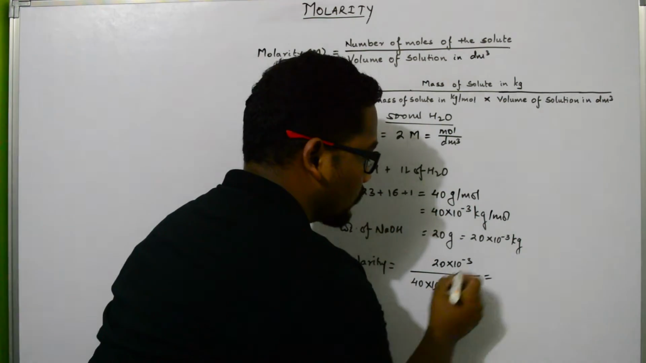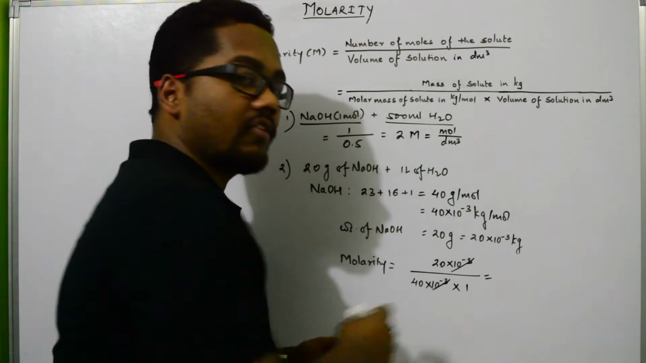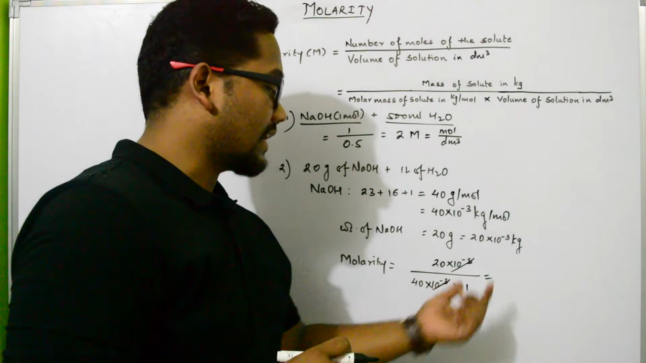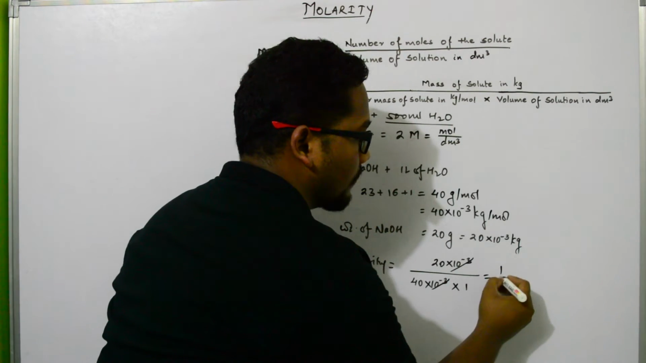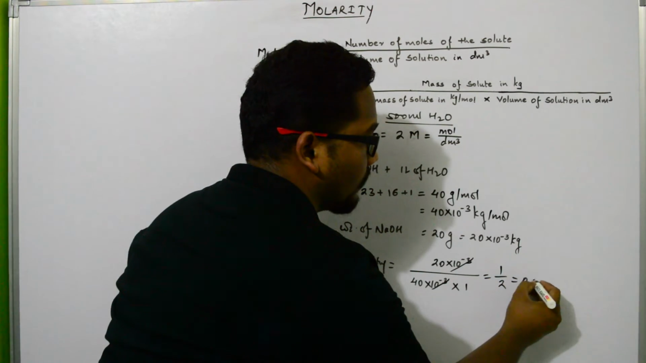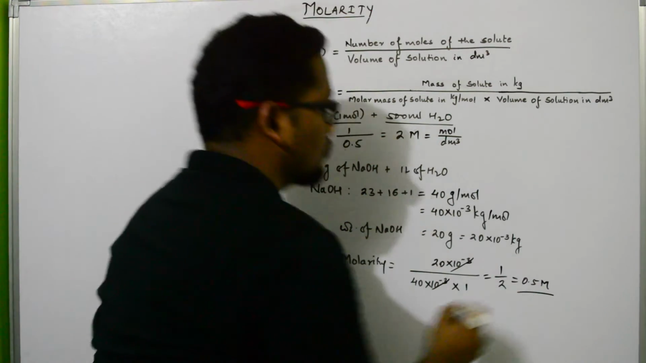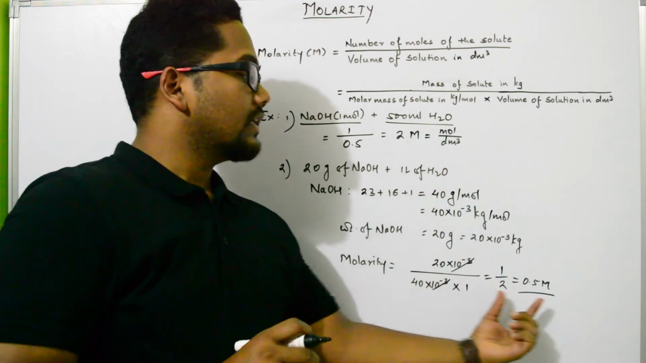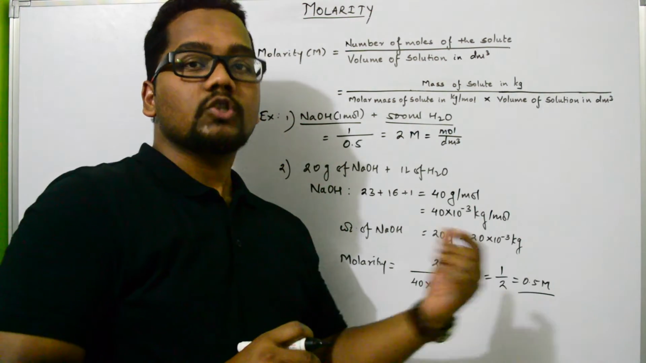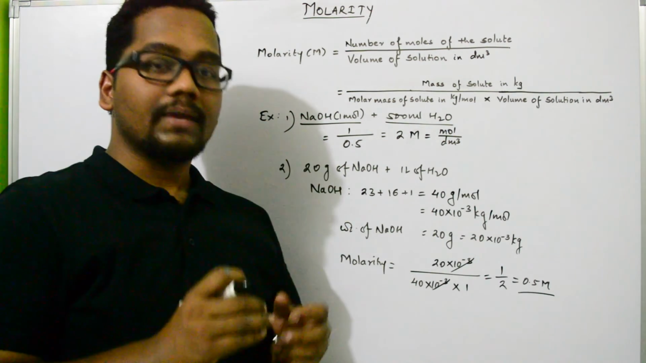If you simplify and solve this equation, what are you going to get? 10 to the power of minus 3 and 10 to the power of minus 3 cancel out. 20 by 40 is nothing but 1 by 2, which is 0.5 molar in this case. So when you have 20 gram of NaOH dissolved in 1 liter of water, what you have is a 0.5 molar NaOH solution. So these are very simple calculations.